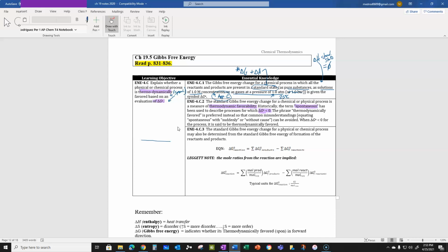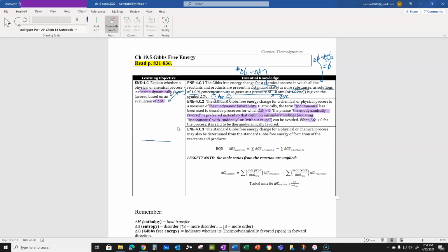The phrase, here it is, AP talking to you about that nasty S word. The phrase thermodynamically favored is preferred instead of that common spontaneous. They don't like it. It's preferred, and it doesn't say you can't use it, but on the AP, don't use it, because you want to keep them in a happy mood while they're grading. The phrase thermodynamically favored is preferred instead of the misunderstanding where students think that spontaneous happens without a cause or anything like that. You want to avoid stuff like that. So let's just get that nasty S word out of our writing explanation.